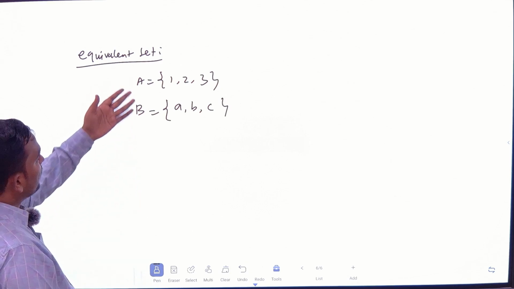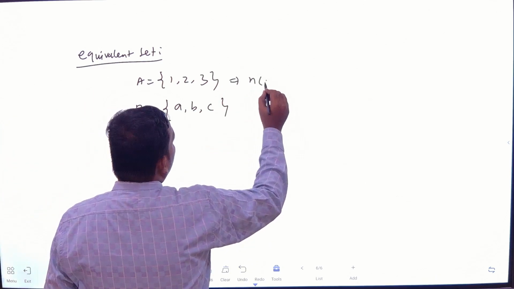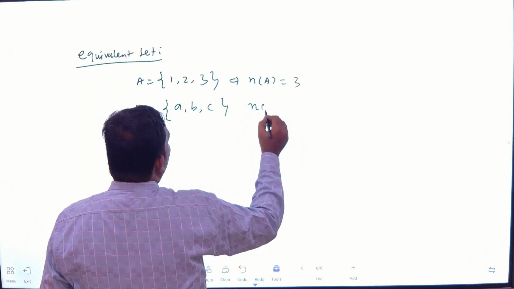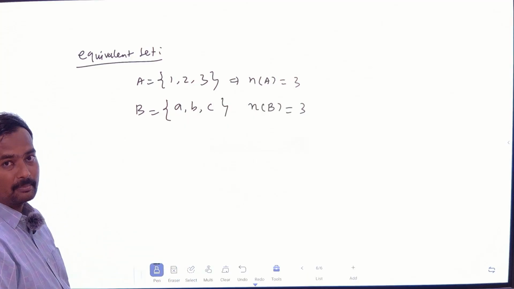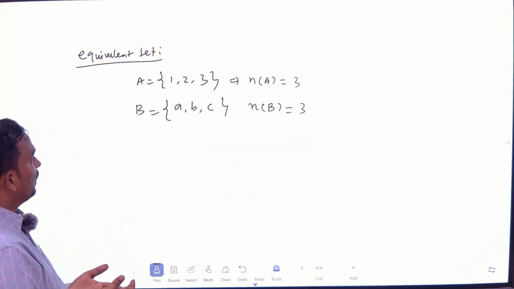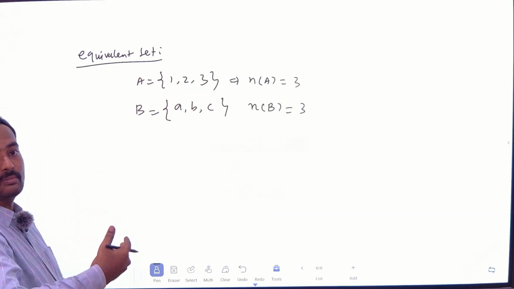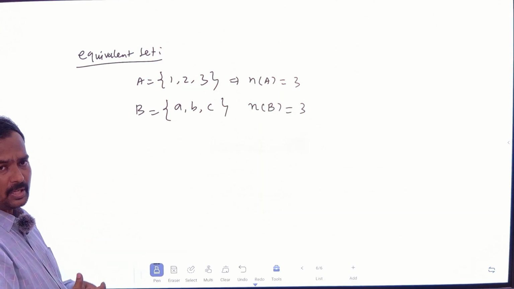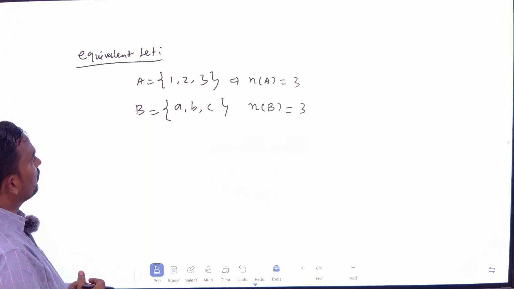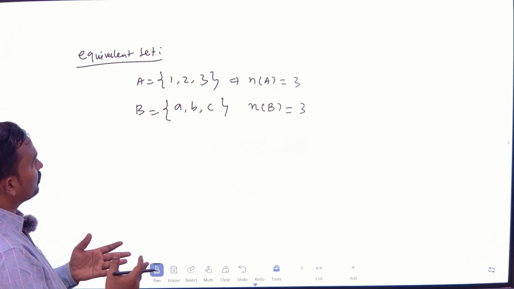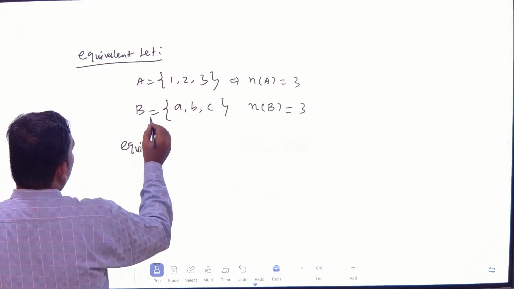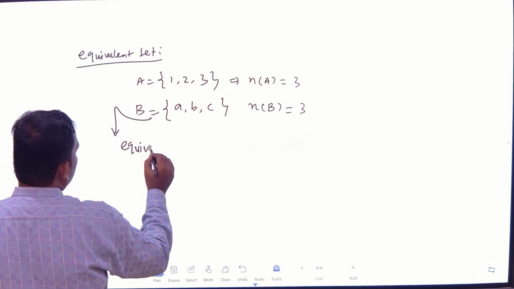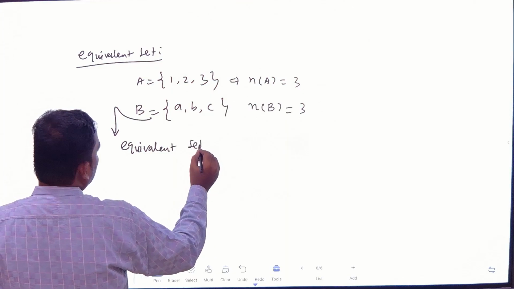The number of elements in A, we can say n(A) is equal to 3 and n(B) here is 3. The number of elements here is the same. If the number of elements is the same, the elements may or may not be the same, right? So therefore, what we can conclude? n(A) and n(B), the number of elements are the same, therefore we can say equivalent sets. These two sets are equivalent sets, right?